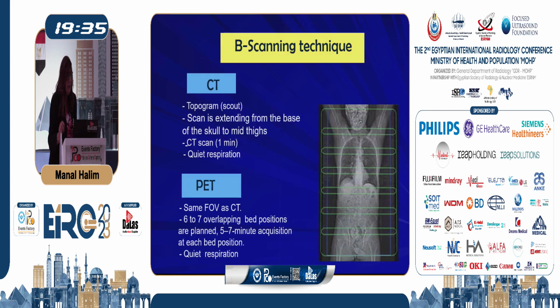The scanning technique is still easy. First, we take the CT scout, from the mandible to the thigh, and the scout takes about 1 minute. The CT scan takes about 1 minute in quiet respiration. Then the PET is taken in the same field of view, with 6 to 7 overlapping bed positions planned, and 5 to 7 minutes acquisition in quiet respiration.